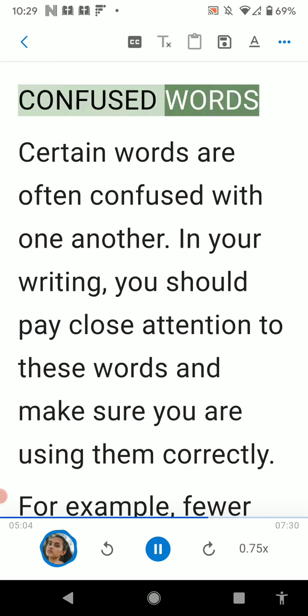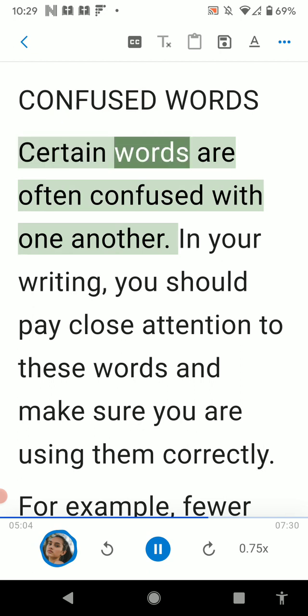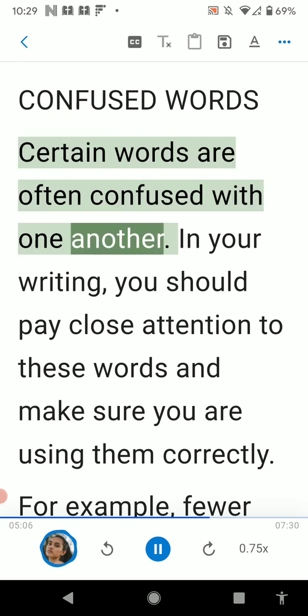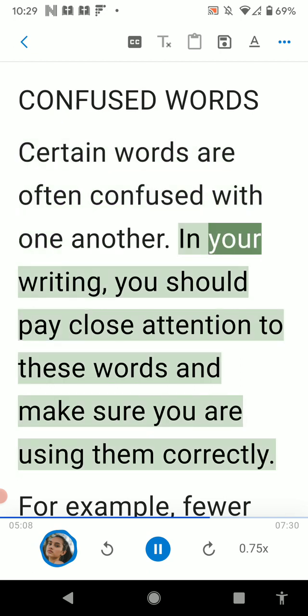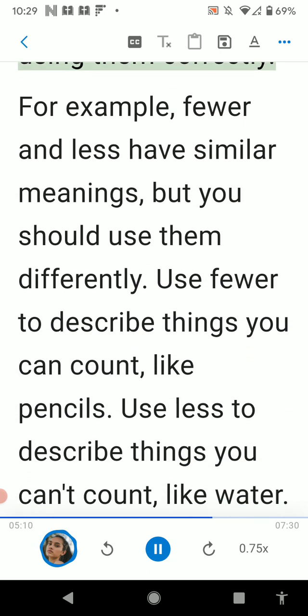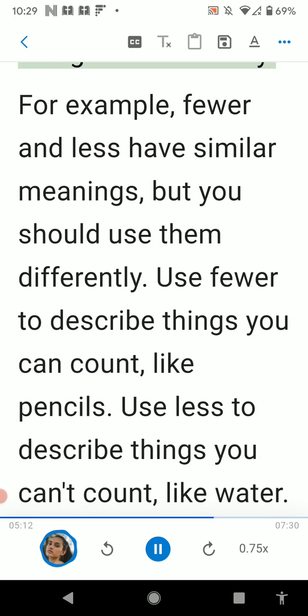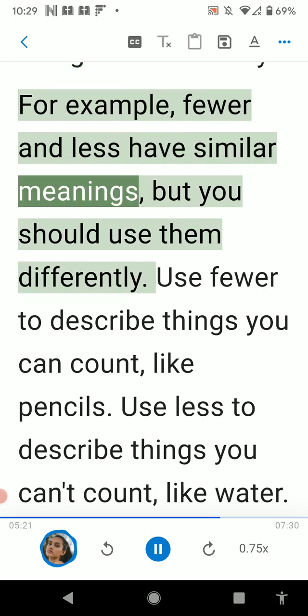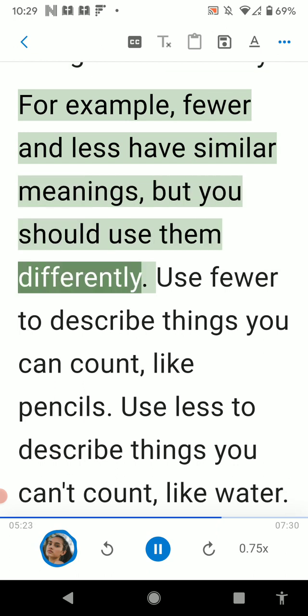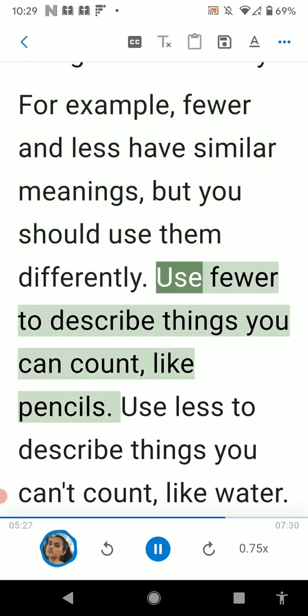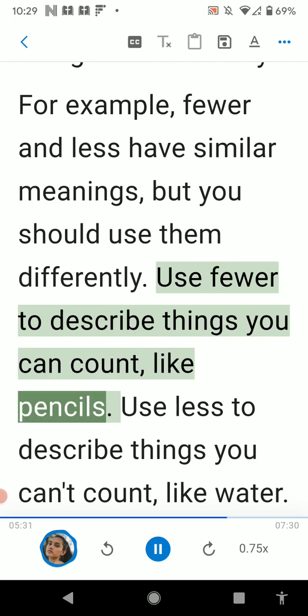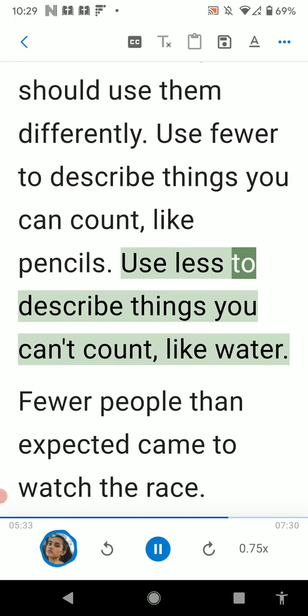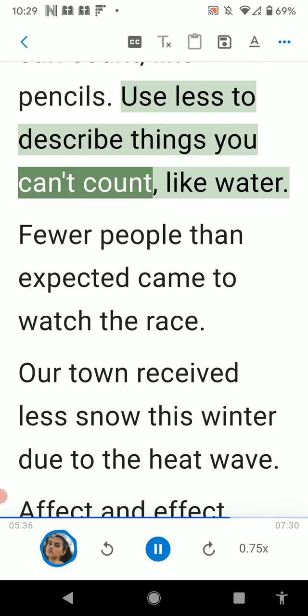Confused words. Certain words are often confused with one another. In your writing, you should pay close attention to these words and make sure you are using them correctly. For example, fewer and less have similar meanings, but you should use them differently. Use fewer to describe things you can count, like pencils. Use less to describe things you can't count, like water.